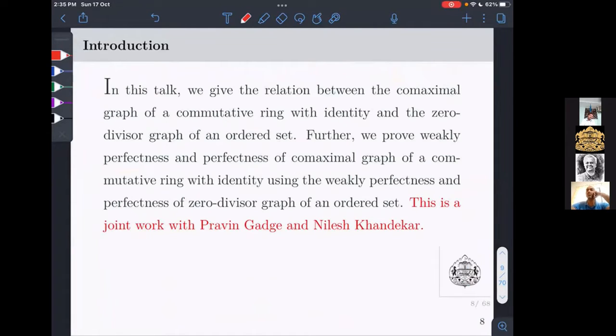And today I will talk about the co-maximal graph of a commutative ring R with identity and how this graph can be related to a zero divisor graph of an order set. In fact, we will talk about weak perfectness and perfectness of co-maximal graphs. Of course, we will use the zero divisor graphs of order set. And this is joint work with my students, Praveen Gadge and Nilesh Khandekar. Okay, so this is a brief idea of today's talk, what we are going to do.